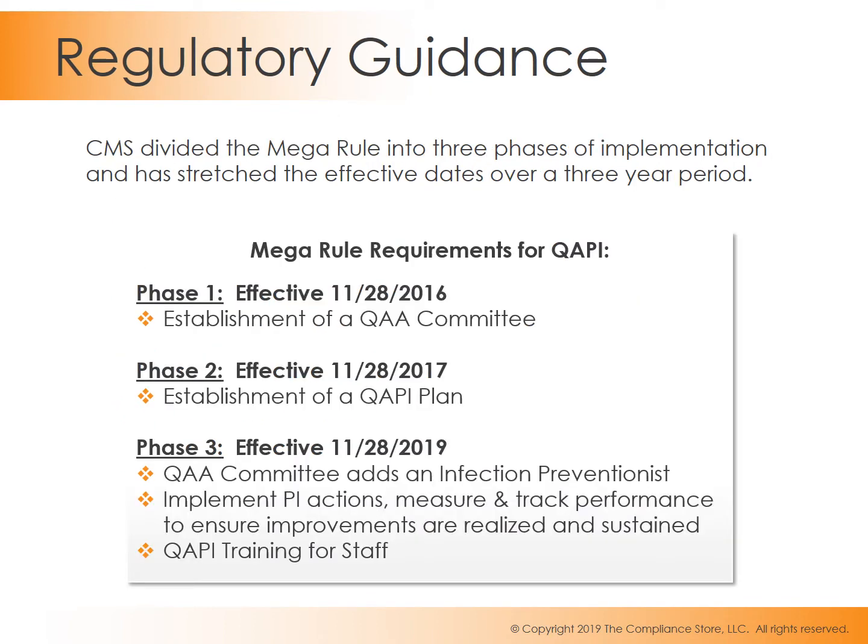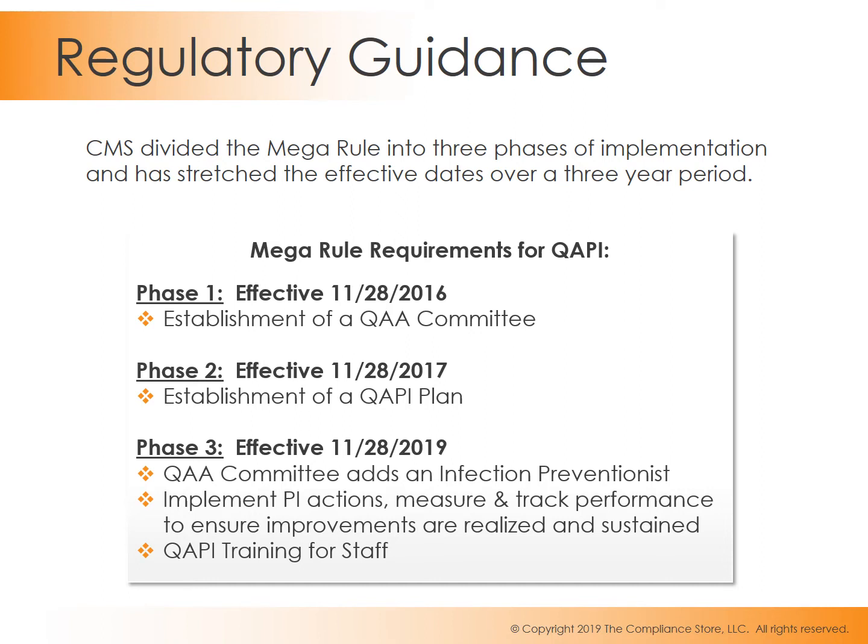Each nursing home must gather a quality assurance assessment committee made up of staff from every unit or department. They must have a written QAPI plan that describes how they will conduct QAPI to maintain acceptable levels of performance. They must also have QAPI training for staff.